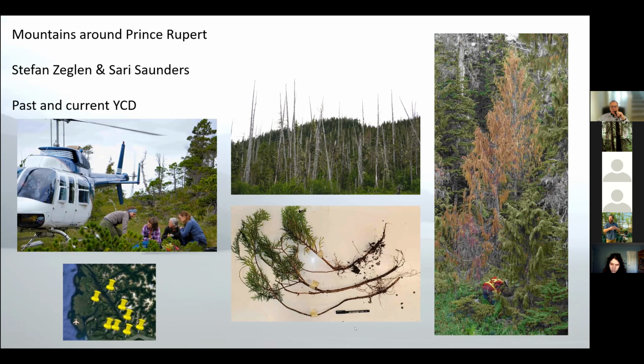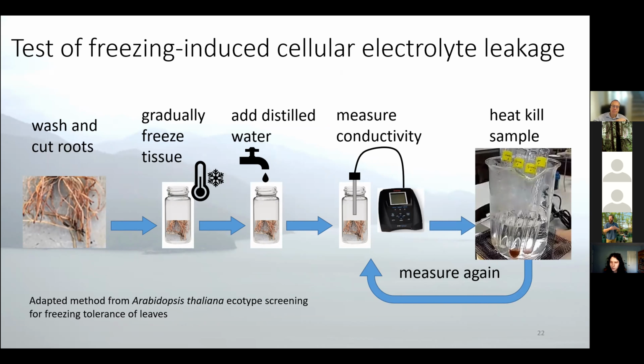Just to go over how the assay actually works, we take root tissue from these trees, chop it up into smaller segments and put them in a glass vial. We then introduce a few ice chips just to initiate ice nucleation, and we gradually freeze those tissues. We also include unfrozen controls, which are just kept on ice during the duration of that experiment. Distilled water is then added, and the vials are shaken overnight to allow the electrolytes to distribute into the solution.